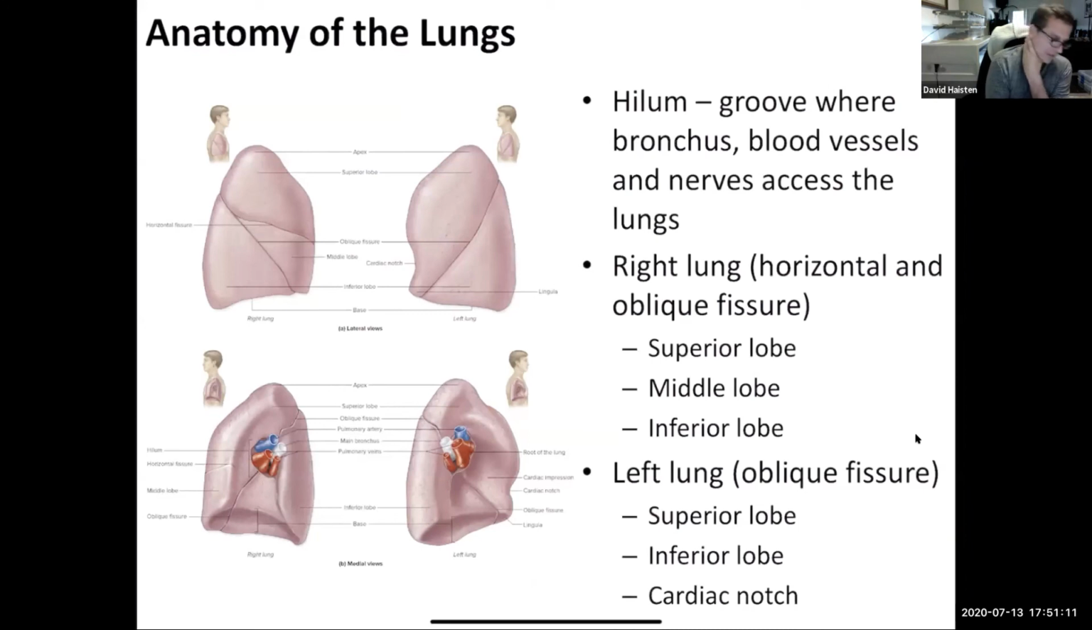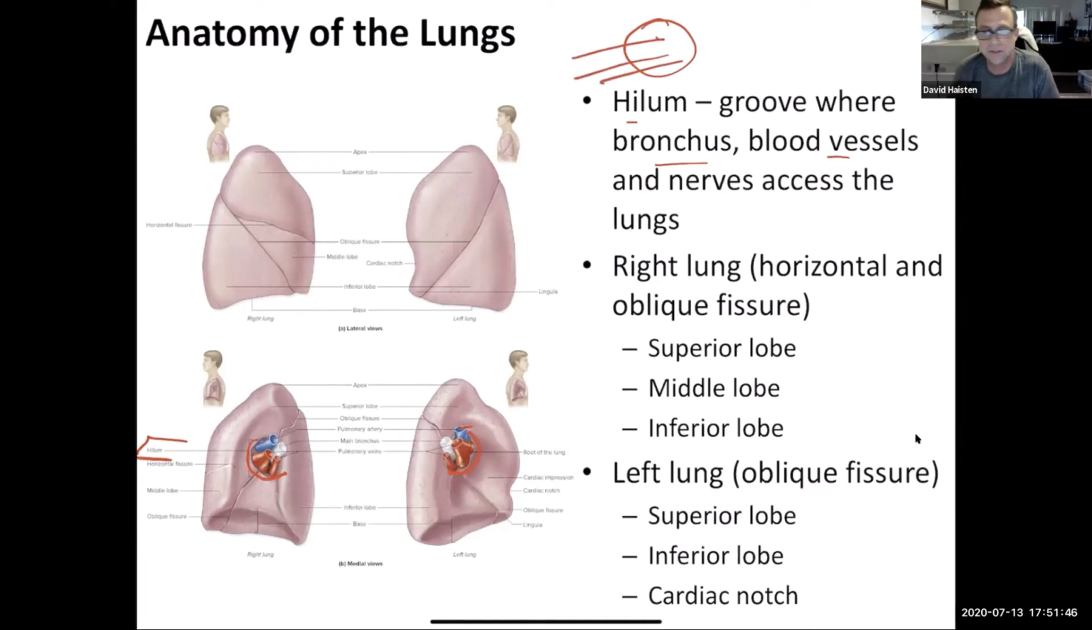Okay, the lungs. You have something called the hilum. That's just sort of an opening where the main bronchi and the pulmonary veins and pulmonary arteries all sort of feed into this hilum. Okay, hilum, groove where the bronchus, blood vessels, nerves access the lungs. So it's an opening. Everything's going in there.